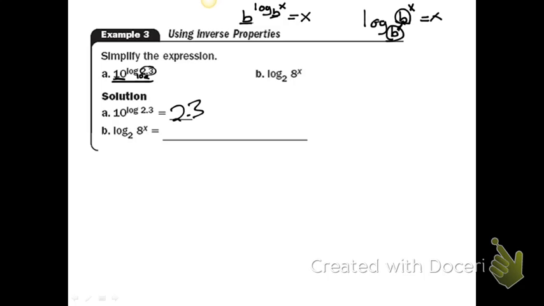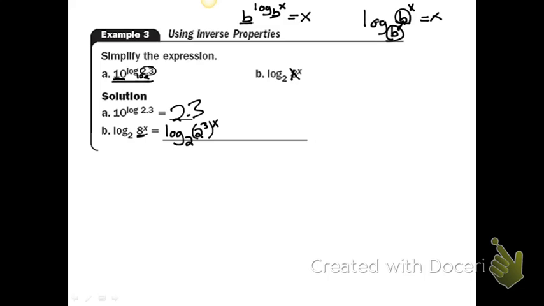Now here in part B, they don't match. 8 is not a 2. So you would be stuck unless you knew how to rewrite 8 so it is a power of 2. And I do know a way of doing that. I can rewrite this as log base 2, and instead of 8 to the x, I can rewrite 8 as 2 cubed. Isn't that the same thing as 8?